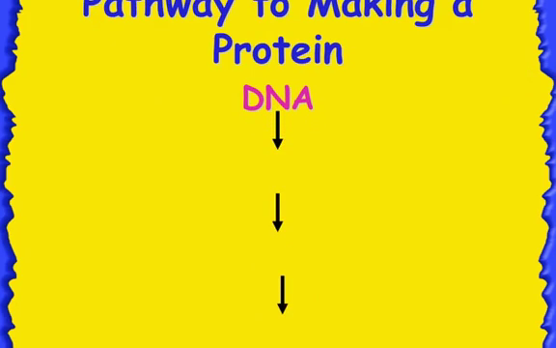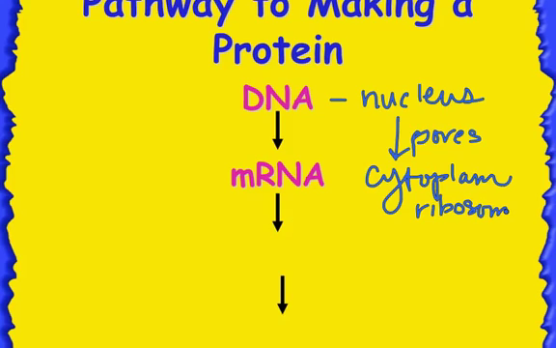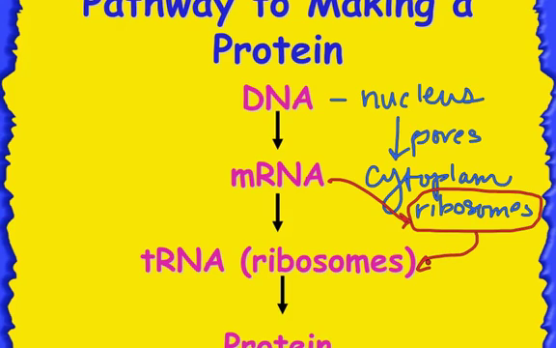So how do we make a protein? We start with DNA, and if you remember, DNA is in the nucleus. Then we go to messenger RNA. Messenger RNA leaves the nucleus out the pores and goes to the cytoplasm, eventually reaching the ribosomes. Transfer RNA is located on the ribosomes, and finally, then we make a protein. So this on the ribosomes is where messenger RNA lands and pairs up with transfer RNA to make a protein.